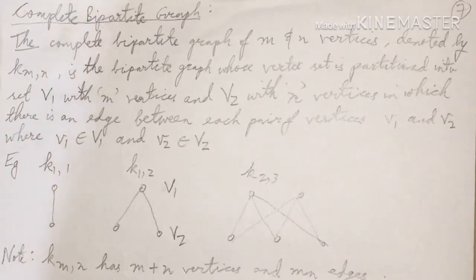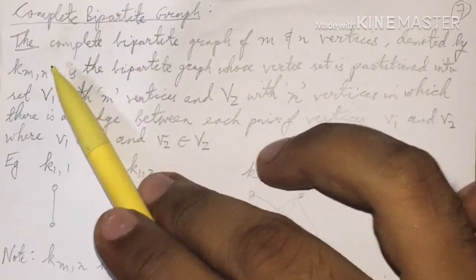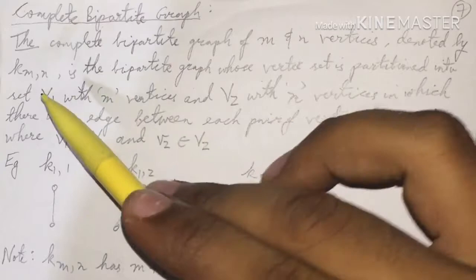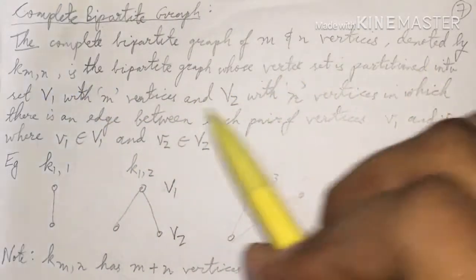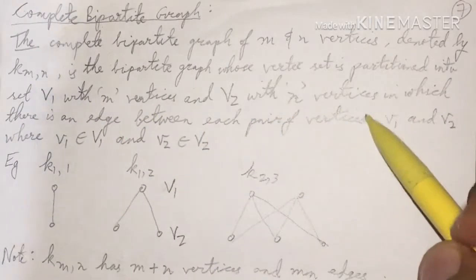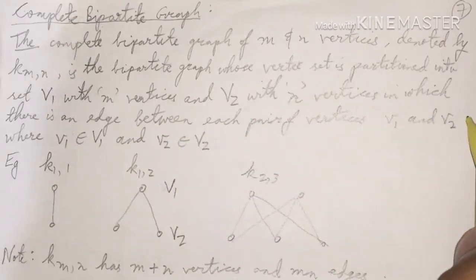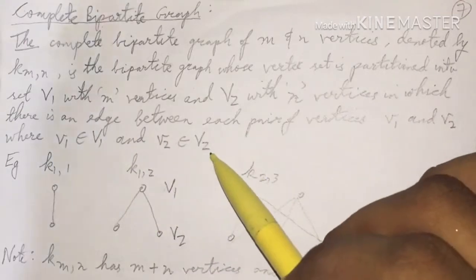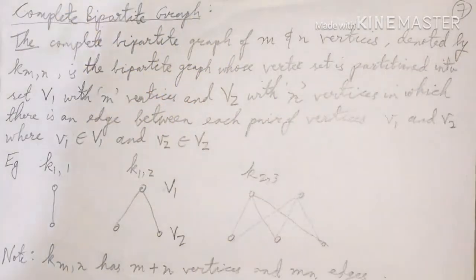So continuing from the previous video, a complete bipartite graph. The complete bipartite graph of m and n vertices, denoted by K_m,n, is a bipartite graph whose vertex set is partitioned into set V1 with m vertices and V2 with n vertices, in which there is an edge between each pair of vertices v1 and v2, where v1 belongs to V1 and v2 belongs to capital V2. So basically it's a bipartite graph which is complete.